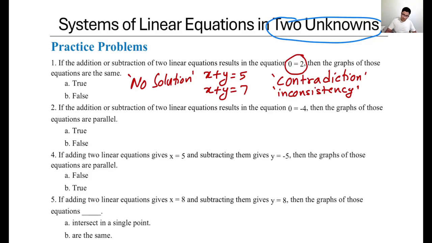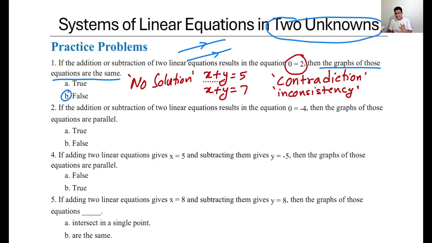Now, all of these ideas we are associating with the graphs. Then will the graphs of those equations be the same? You'll obviously say false. If the graphs are the same, you would have had all the solutions there. The graphs in fact will not intersect at all. The graphs will be two lines which will never meet, because wherever the lines intersect, you have your solution in two variables.